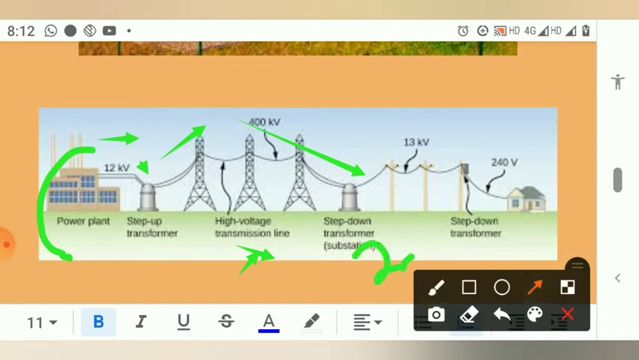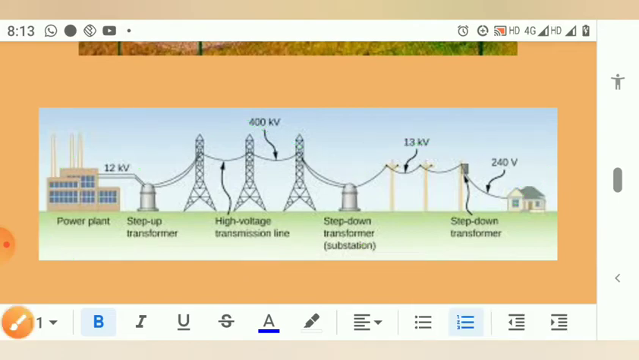Now it is supplied through 13 kilowatt wire and pole to the step down transformer, which reduces its voltage or emf, and then it is taken to the household supply, which is 240 volts, and its frequency is 50 hertz. This supply which comes into our house is known as household supply, a 240 volt, 50 hertz frequency supply, and we get it.